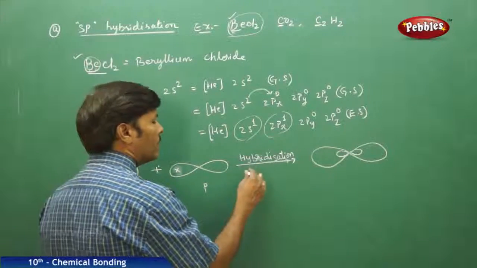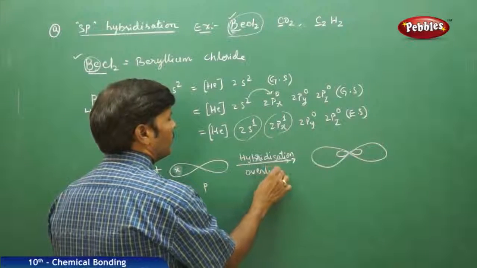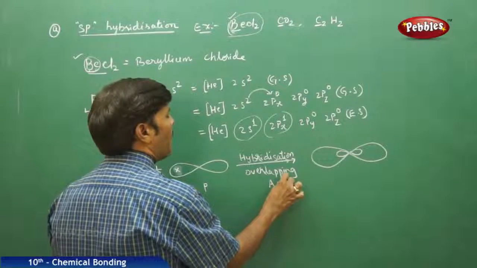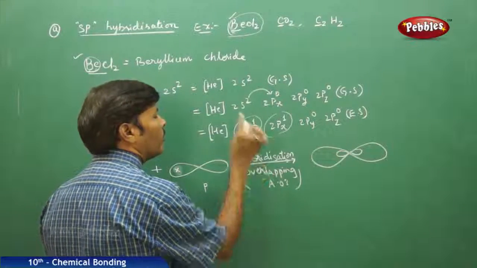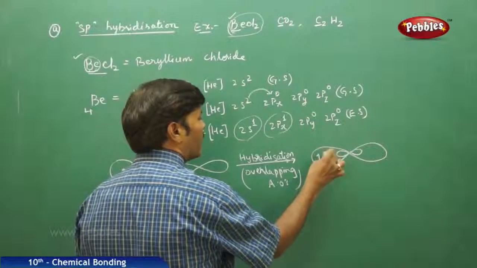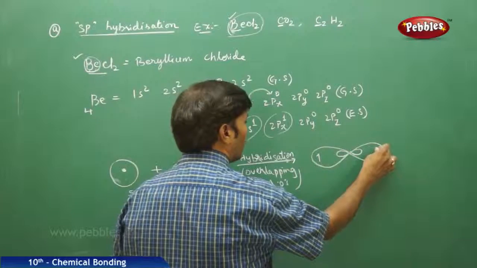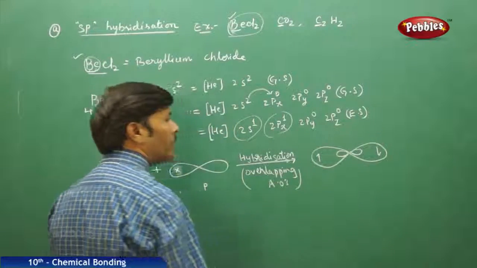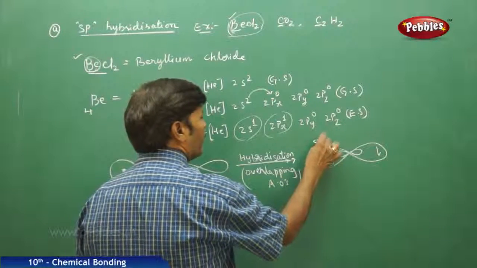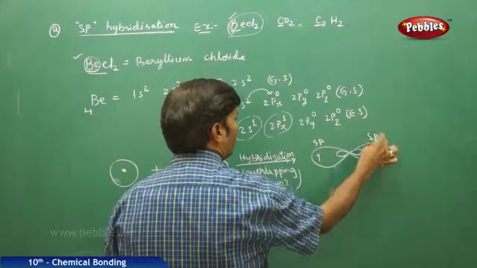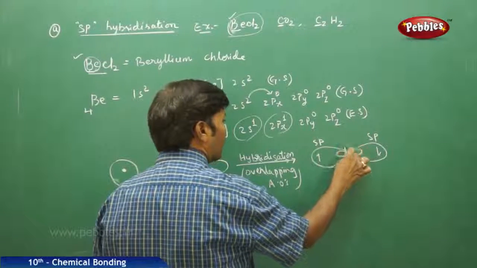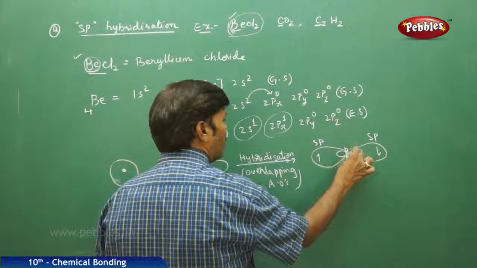The hybridization results in overlapping of atomic orbitals. Due to the overlapping of atomic orbitals in hybridization, we get two hybrid orbitals. One hybrid orbital contains one unpaired electron, and the other hybrid orbital also contains one unpaired electron. Both of them have opposite spins. So this is one sp hybrid orbital and this is also one sp hybrid orbital, and these two sp hybrid orbitals belong to beryllium, so I make a note of beryllium like this.